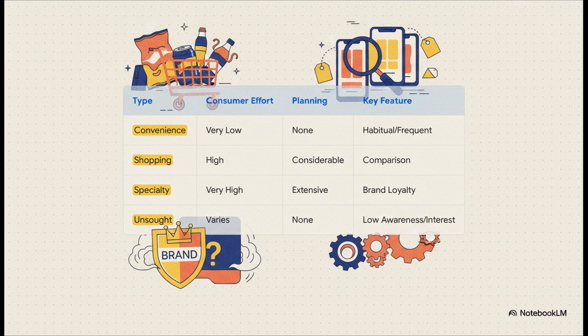Okay, this is it, your money slide. Get ready to screenshot this for your study notes. Let's do a rapid-fire recap. Consumer goods. Convenience is low effort and habitual. Shopping is all about comparison. Specialty is driven by brand loyalty. And unsought is defined by low awareness.